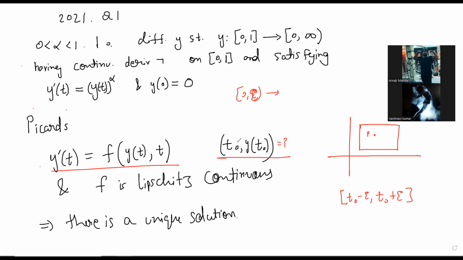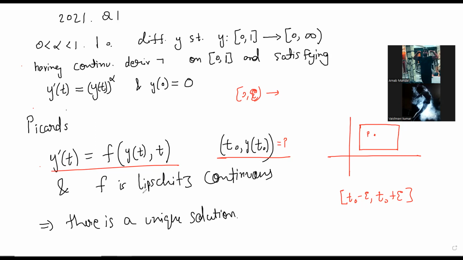But then it will imply that there is a unique solution throughout. I'm not getting into that; there are some other arguments needed, covers and maximal neighborhoods and so on. You can imagine, because it's a connected interval, there will be a unique solution throughout. Right, so that is what it is.